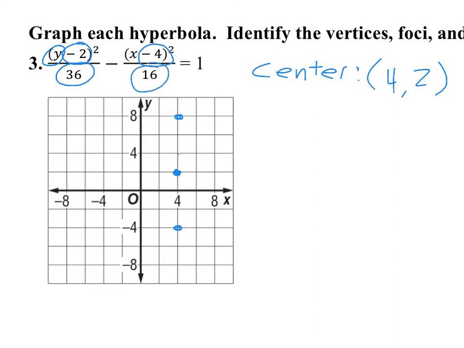Alright, we want to go left and right 4. Then we make the box, and make the diagonals of the box. Okay, this is vertical, so we go up and we go down.